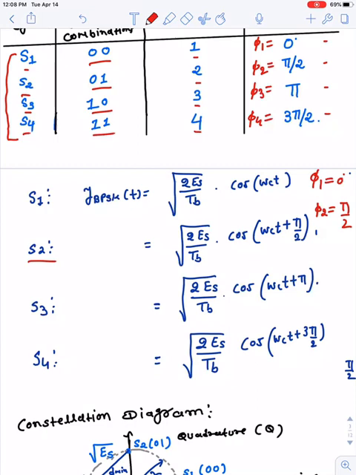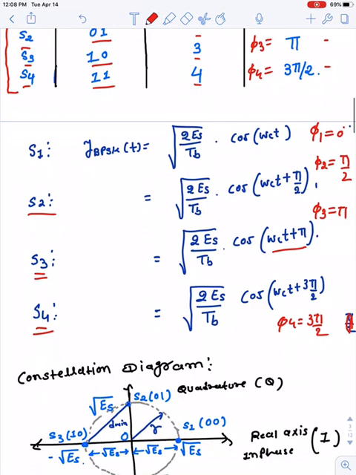If you put phi_3, the phase is pi, so the mathematical representation of symbol S3 is the square root of 2Es by TB times cos(omega_c t plus pi). In a similar way for symbol 4, we have the square root of 2Es by TB times cos(omega_c t plus 3 pi by 2). So that way we have four phases, and each phase is related to one symbol. All four symbols can be represented with the four phases.